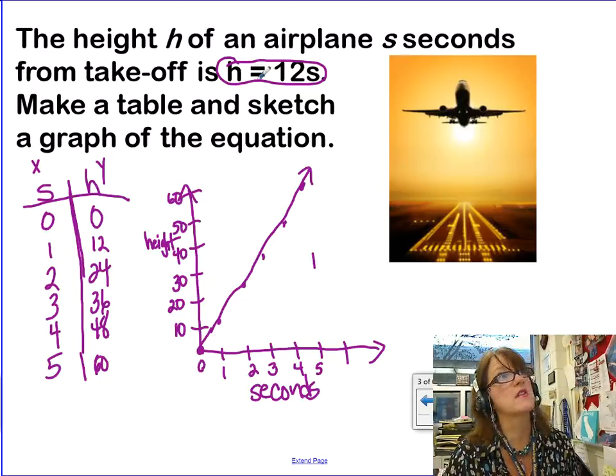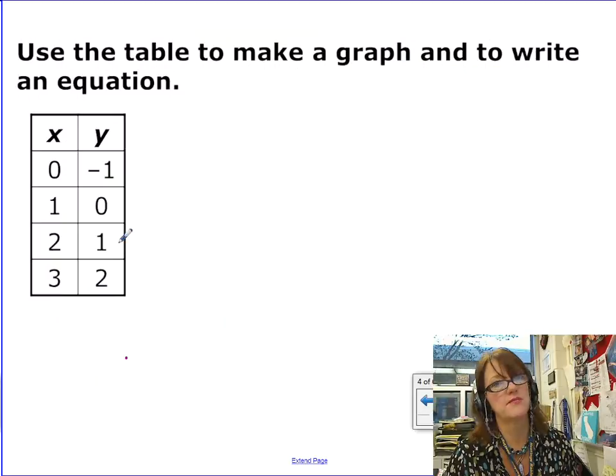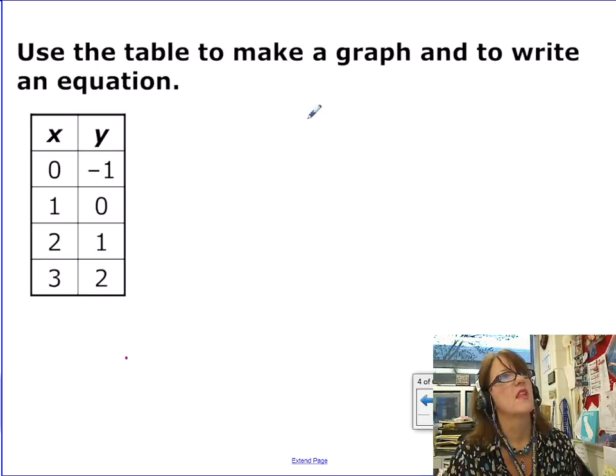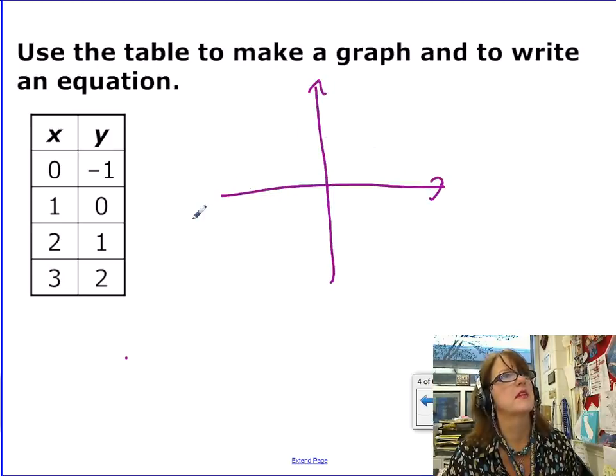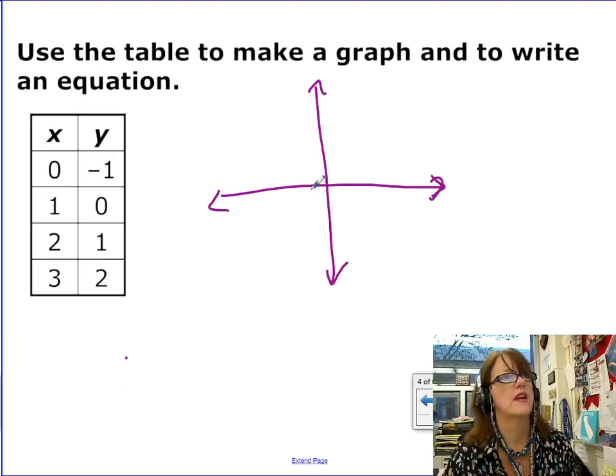So that was, I gave you the equation. You came up with a table and a graph. Let's look at another situation. This time we just have a table. Use this table to make a graph and see if you can come up with the equation. Well, here we go. So go ahead and sketch an xy coordinate system. Do it a little neater than my scribbles here. When x is 0, okay, so I don't move left or right at all, I get a -1.